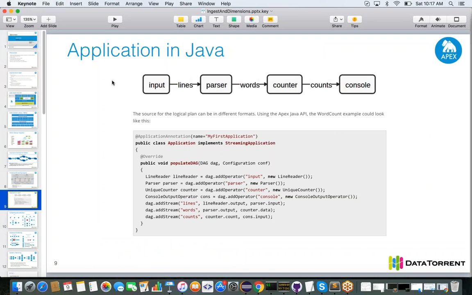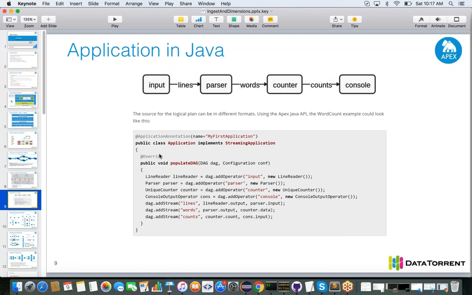Let's see what an application looks like in Apex. Here there are 4 operators, so it's a basic use case, taking some input from files, emitting individual lines, parsing them, emitting words out of them, counting them, and writing the output to a console. This is the hello world of the big data space, also called word count. If you take a look here, you have 4 operators: the input operator, the parser, a counter, and a console operator.